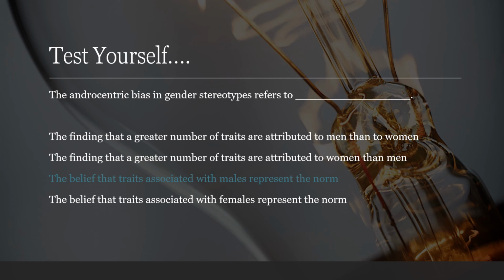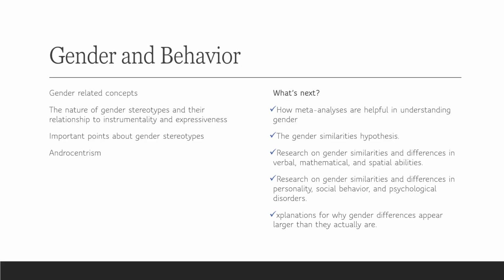Fortunately, we are seeing this decline somewhat, but we're still seeing this. If we look at the research, researchers are still seeing this androcentric bias. You can also find the same chart in your textbook with those examples. So, what have you learned? Well, you learned about gender-related concepts, and you also learned about the nature of gender stereotypes and their relationship to both instrumentality and expressiveness. You also learned some important points about gender stereotypes, and you learned about androcentrism.